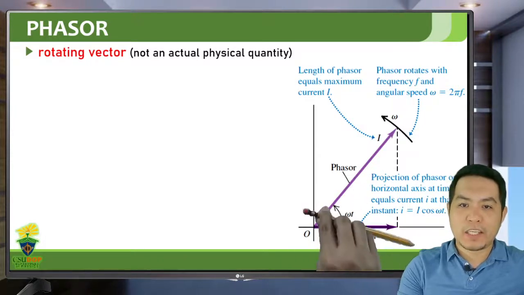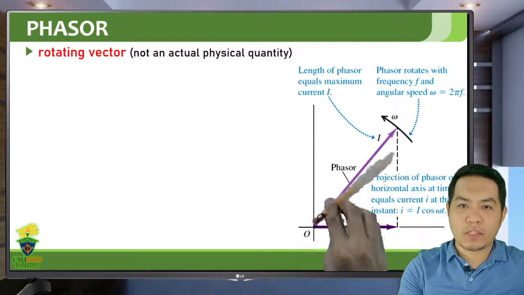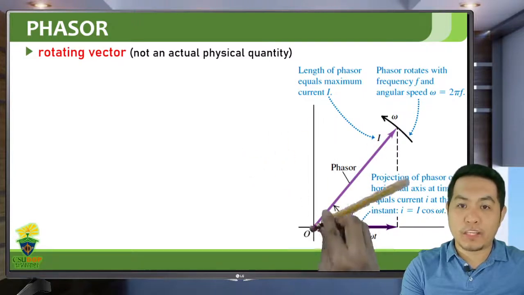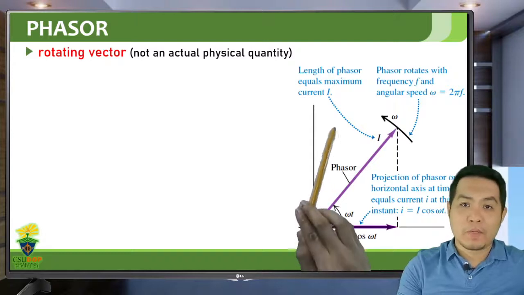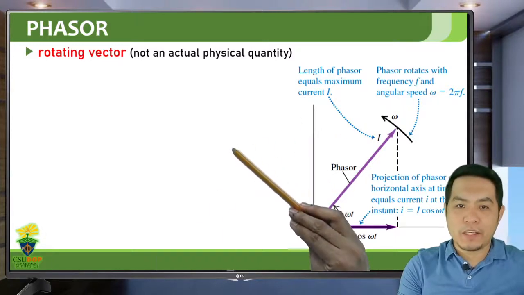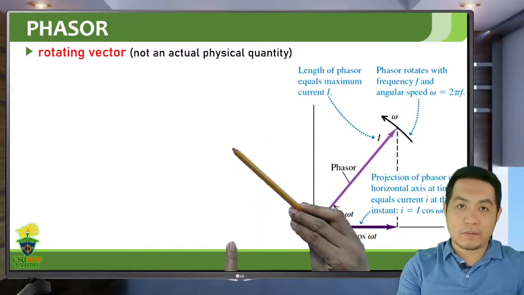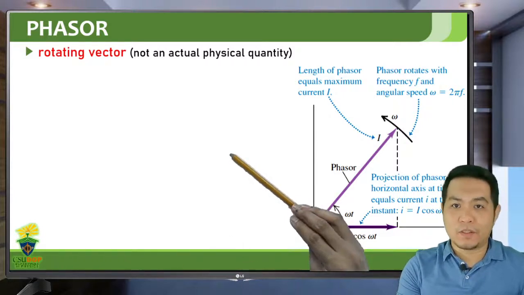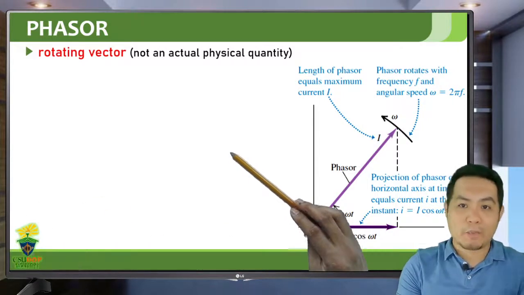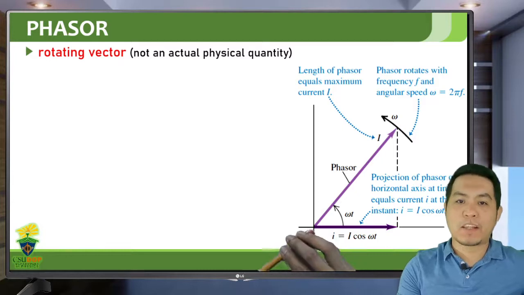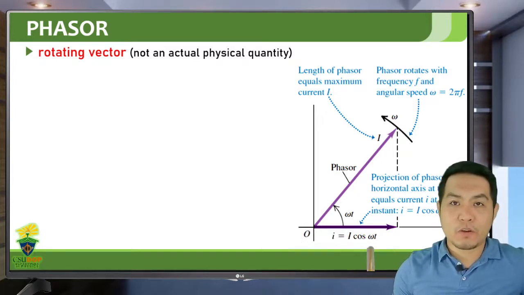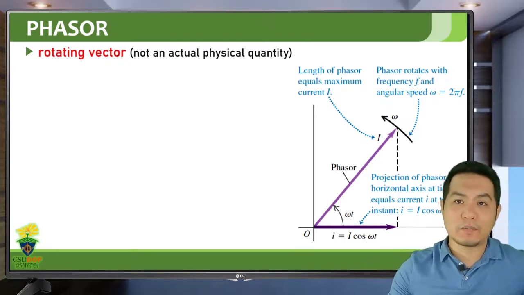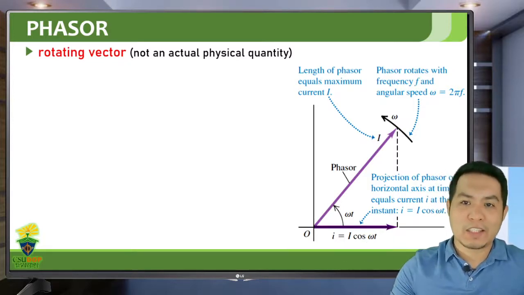If the phasor is in quadrant 1, the value of I is positive. But if the phasor is now in this direction, then the value of the instantaneous current is negative. So it's alternating: positive, negative, positive, negative. If it's in quadrant 3, it's negative. In quadrant 4, it's positive. So the value depends on omega t, on the angle, or in which quadrant the phasor is in.